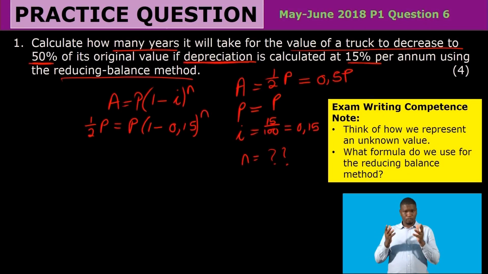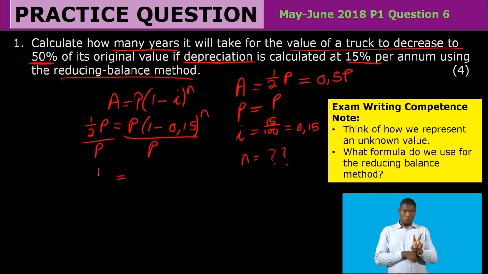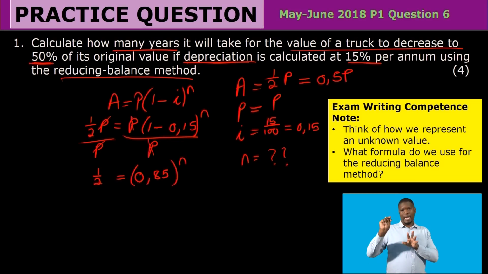So now that we've substituted that, firstly, we are going to divide by P. When I divide both sides by P, that is going to be 1 over 2 on one side, and on this side those P's are going to cancel each other out. We're going to have 1 minus 0.15, which is actually 0.85, and that is to the exponent of n.